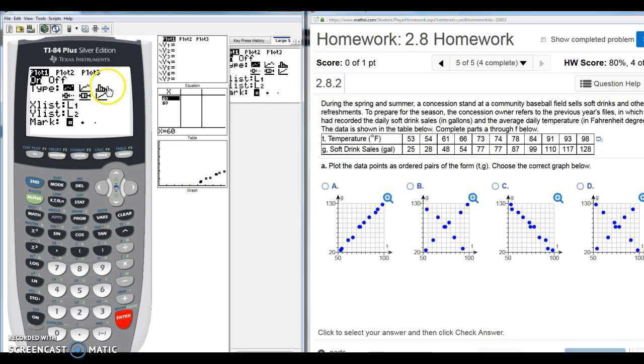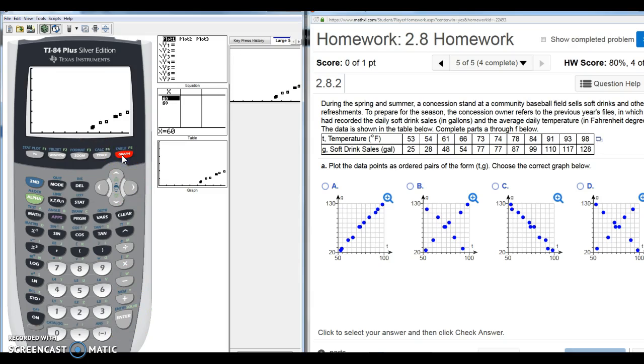That's a scatter plot. There are other types of graphs you can draw. My X list is in L1. My Y list is in L2. This just tells me what I want the dots to look like. And so I'm going to hit enter, and then I'm just going to hit graph. Looks like my window wasn't great. All my data points showed up over here.